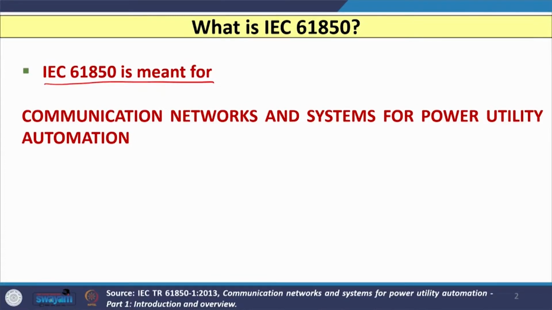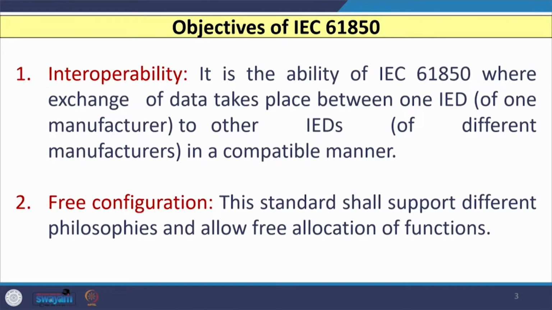IEC 61850 is meant for communication networks and systems for power utility automation. Earlier, IEC 61850 was also known as substation automation protocols. However, later on the name has been changed and it has been given communication networks and systems for power utility automation. So, IEC 61850 is a communication protocol used for networks and systems, and this is specially for power utility automation. Now, let us see what is the main objective of IEC 61850.